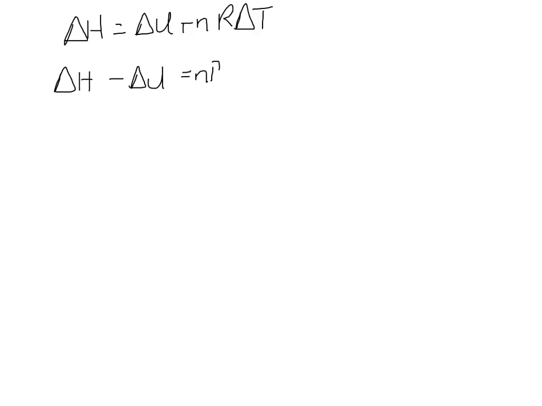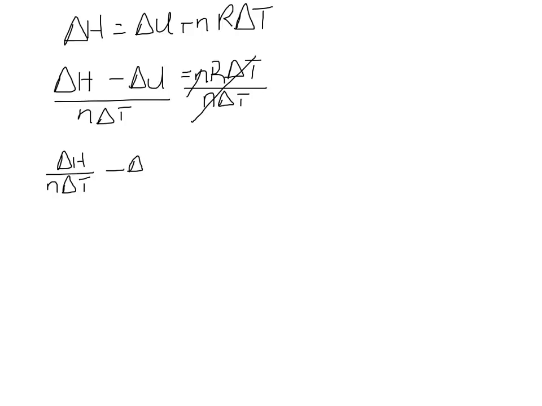Taking this relationship that we just found, delta H is equal to delta U plus nR delta T, and rearranging where we have delta H and delta U on the same side, we can derive another expression or another relationship by dividing both sides by n delta T. If we do that, we can simplify this equation like that.